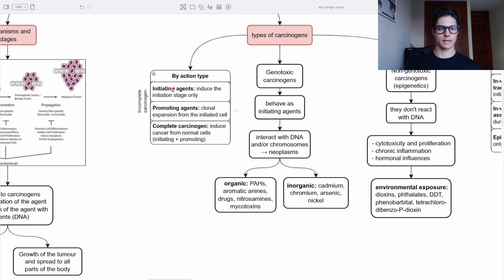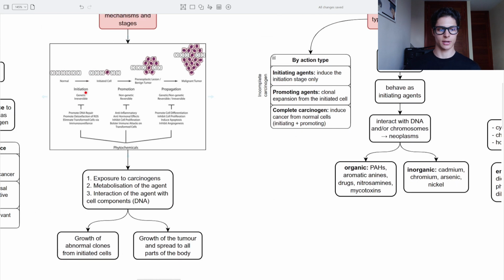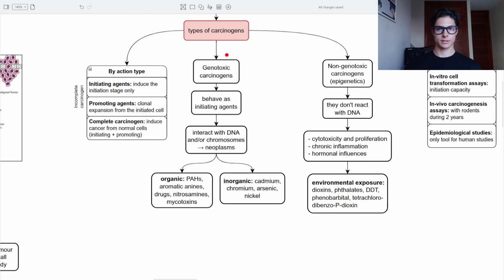By action type, carcinogens can be initiating, in the initiation stage from normal cells to initiated cells, or promoting agents, so they promote the growth, or complete carcinogens. They induce the cancer from normal cells, so initiating and promoting. Carcinogens can also be classified as genotoxic or not.